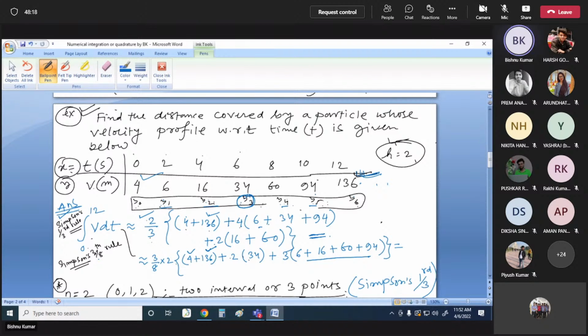In these two rules, what is the value you are getting? That is the distance covered by that particle in 12 seconds, meaning the integration of v dt from 0 to 12. Tell me somebody quickly, what is the answer you got here?